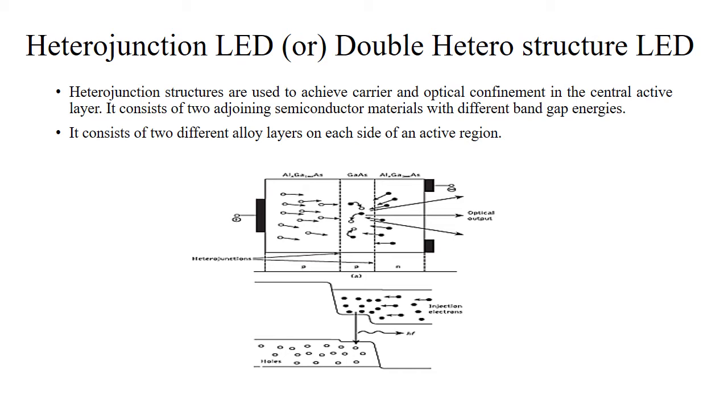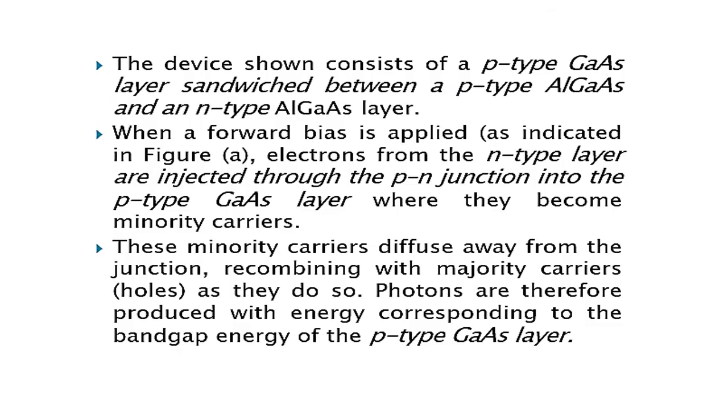The band gap energy differences between adjacent layers will confine the charge carriers, and the refractive index difference between the adjoining layers will confine the optical field to the central active layer. So the electron or hole recombinations will occur only in the active layer. It consists of alloy layers on each side of the active region. The device consists of a p-type gallium arsenide layer that is sandwiched between the p-type aluminum gallium arsenide and n-type aluminum gallium arsenide layers.